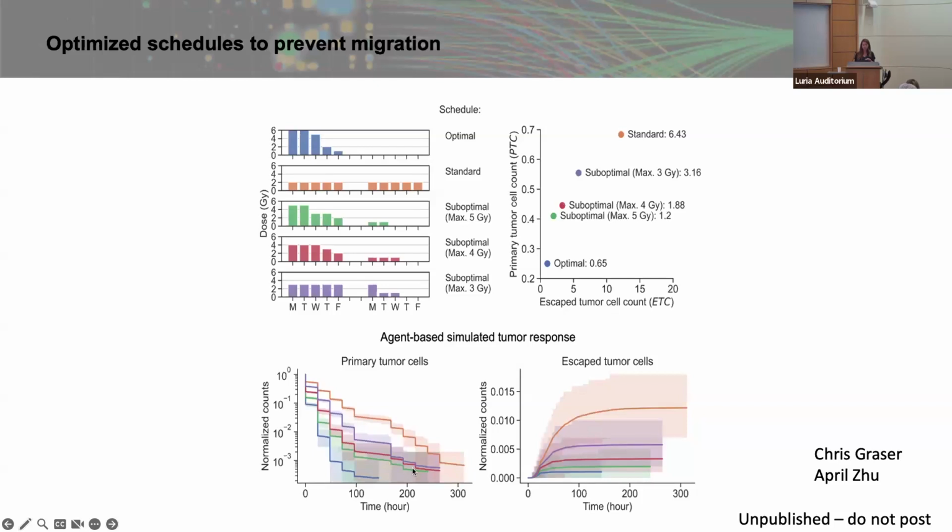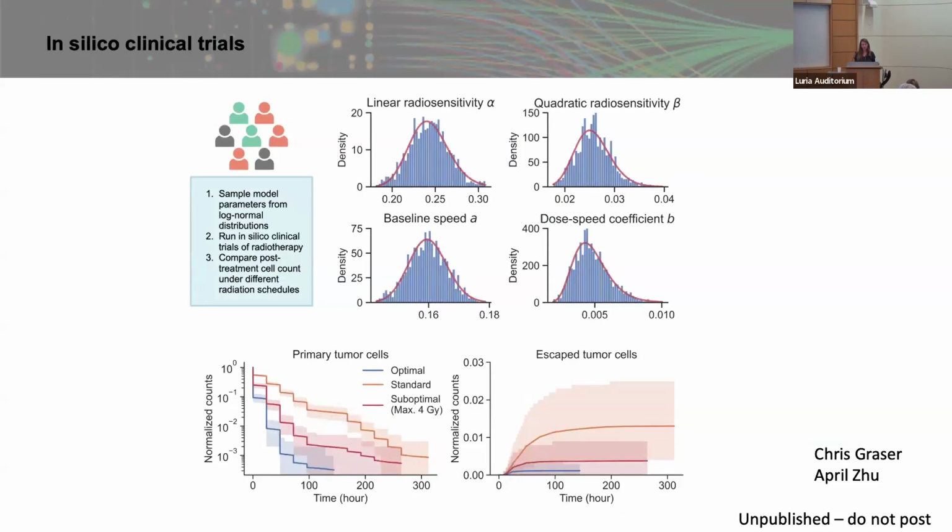And then finally, using this in silico clinical trial data set of 1,000 patients, parameterized using distributions of radiosensitivity and also these dose speed coefficients as identified based on the in vitro cell population parameters, we can then use this in silico longitudinal data set, which, based on these input parameters, only gives us the number of the primary tumor cells and the escaped tumor cells.